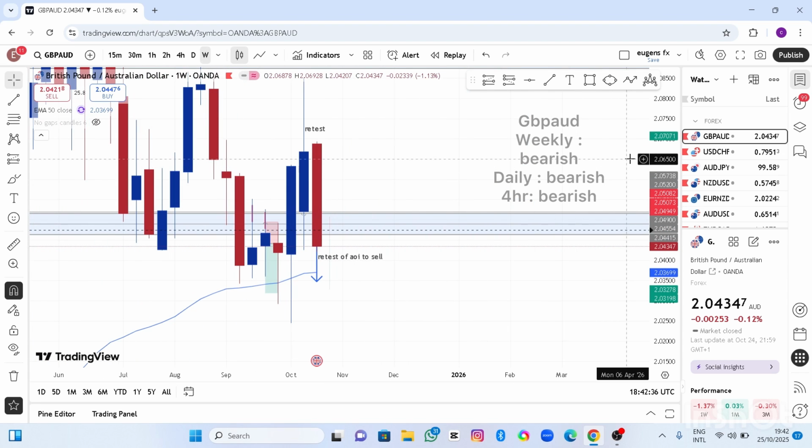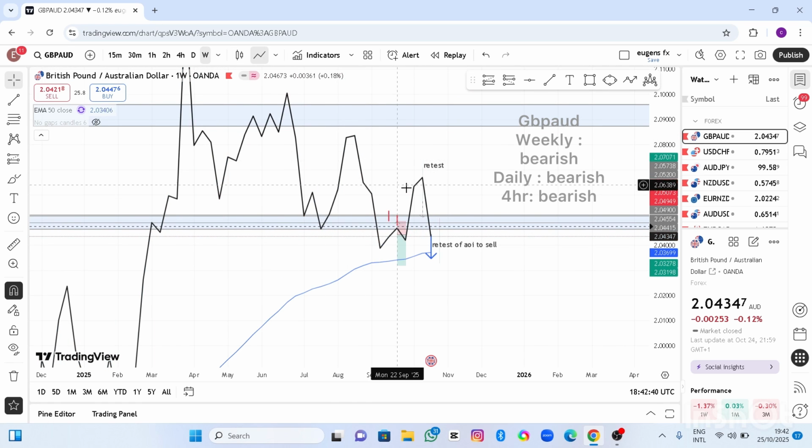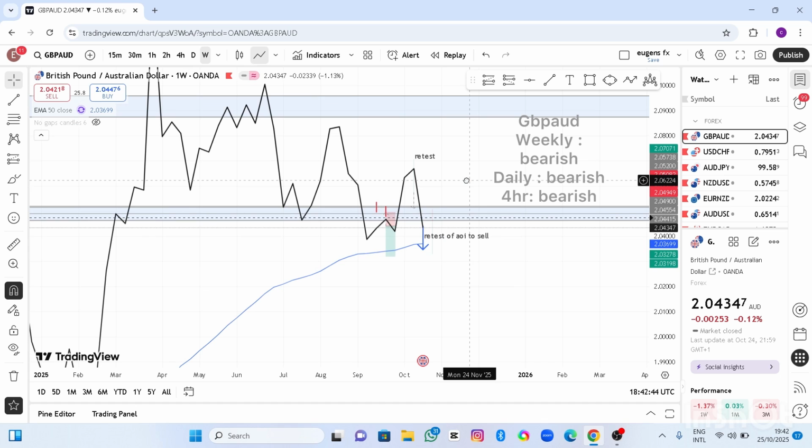a weekly time frame on GBPAUD. Let's go to line charts. You can see that the market is actually bearish here.